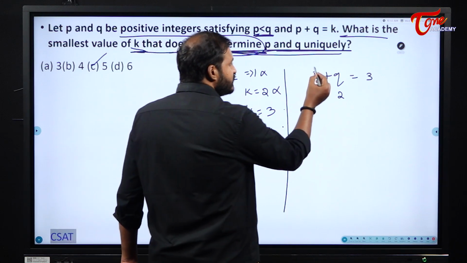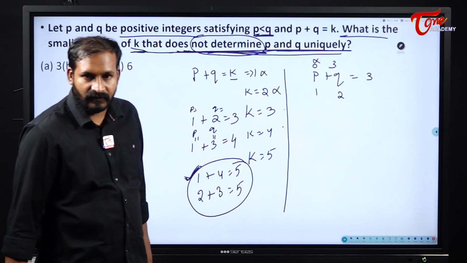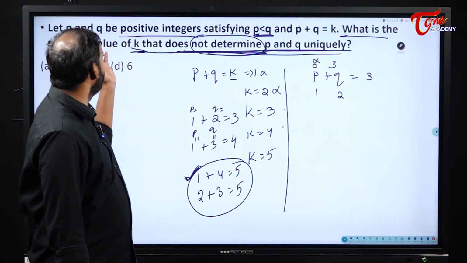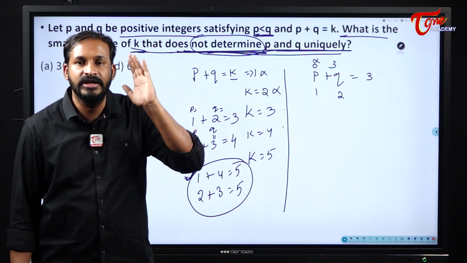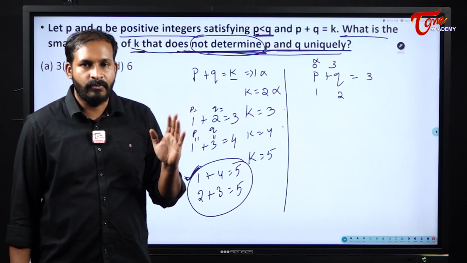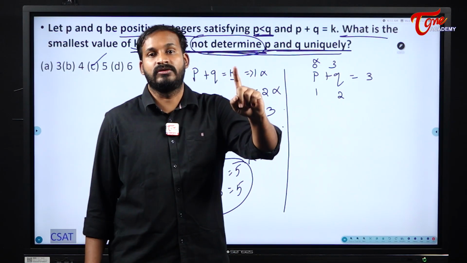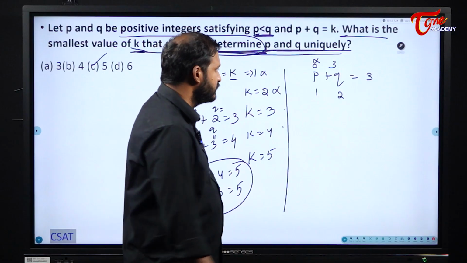Don't say, sir, I will take 0 and 3. You cannot take these values as 0 and 3. Why? Because p and q are positive integers. Once again I am repeating, 0 is not a positive integer, so you cannot take 0 and 3. So here you are getting a unique solution. Only one chance.